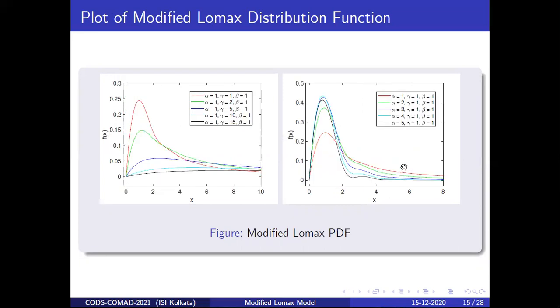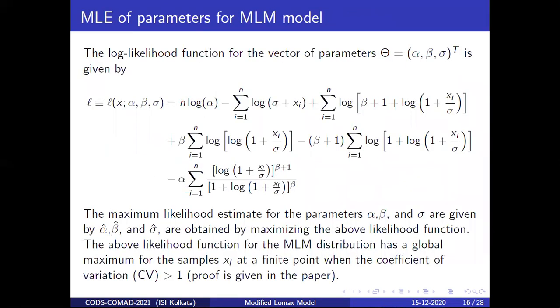These are the plots of the modified Lomax distribution function for varying values of alpha, beta, and gamma. Now, we provided the maximum likelihood estimation for the MLM model. This is the likelihood of the MLM distribution. And we can also find a very interesting property for this MLM distribution.